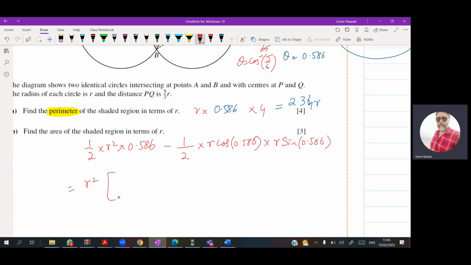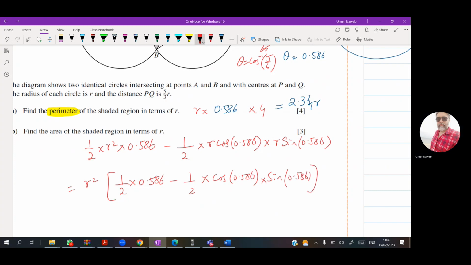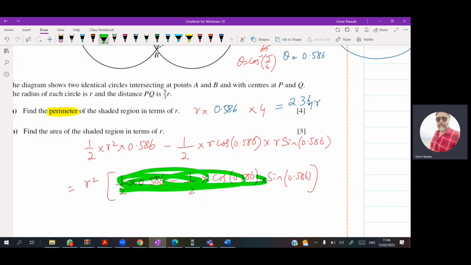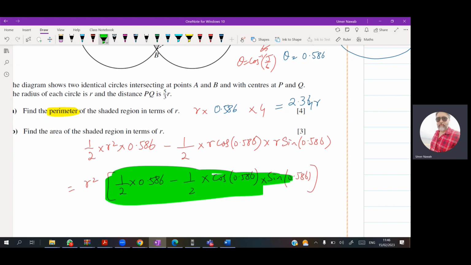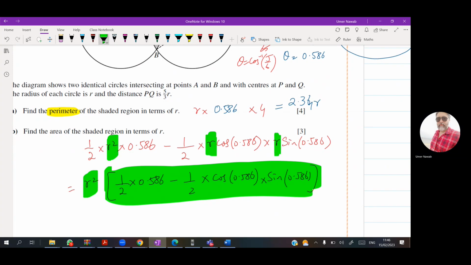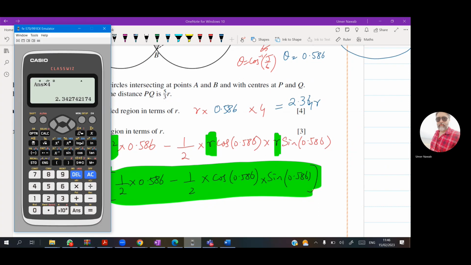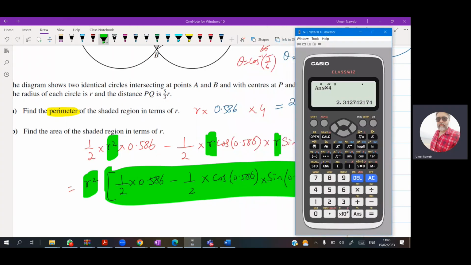And then I can write my answer in the simplest form. Take the radius squared common. So inside you have half times 0.586 minus half cosine of 0.586 and sine of 0.586. Write everything in a calculator and then get your answer. I'm writing everything in a calculator and then multiply with r squared. So r squared is taken common.